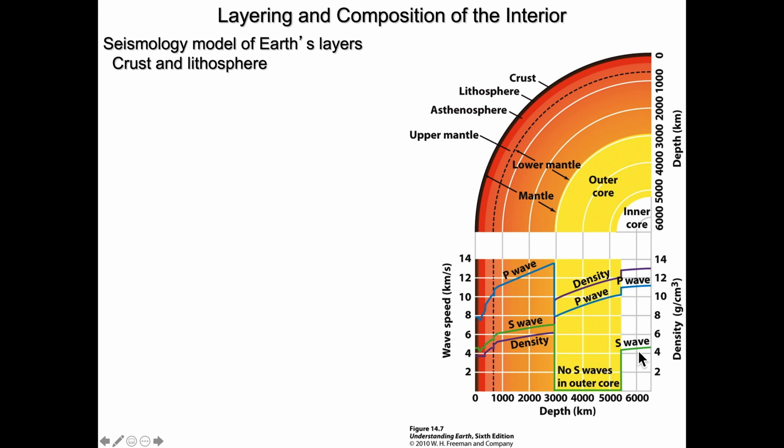So using this, we can model the Earth's layers. We can break it into the crust and lithosphere, the rigid outermost portion of the Earth. We travel further down into the Earth, we get some partial melting. This generates the asthenosphere.